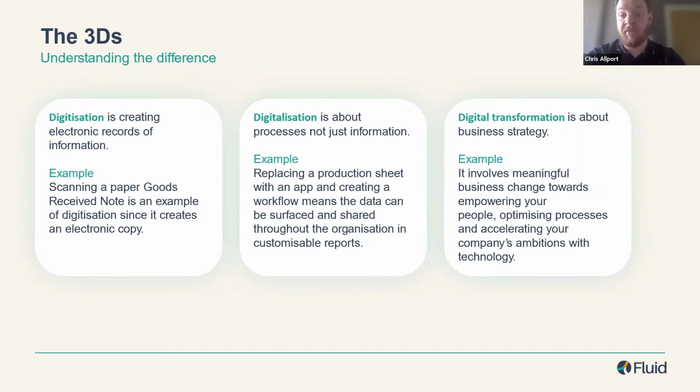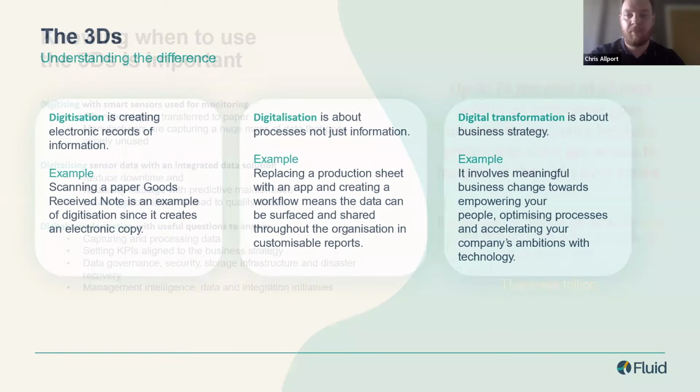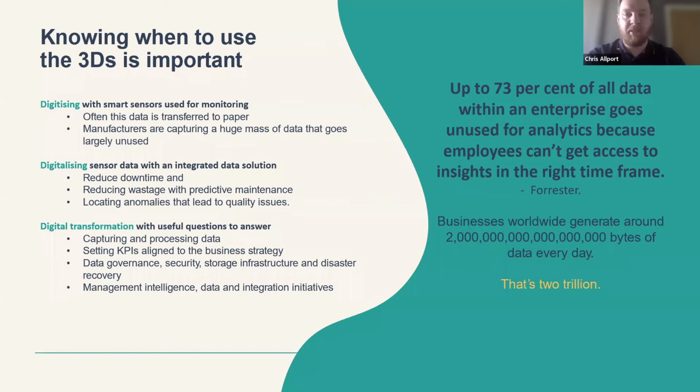Digitalization is about processes, not just the information. Replacing a production sheet with an app and creating a workflow means the data can be surfaced and shared throughout the organization in customizable reports. And digital transformation is then again the next step up. It's about business strategy. It involves meaningful business change towards empowering your people, optimizing your processes, and accelerating your company's ambitions with technology. So what does that mean?